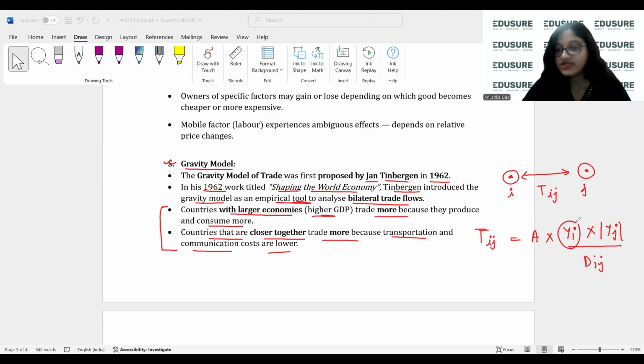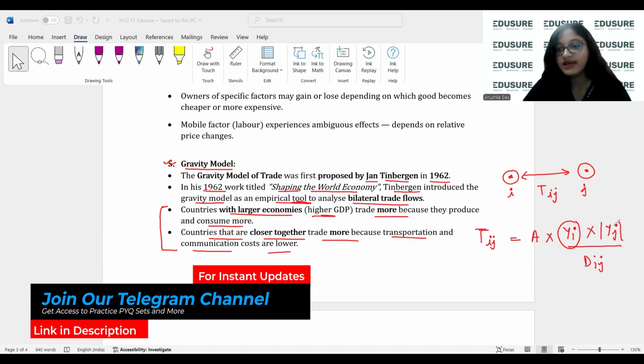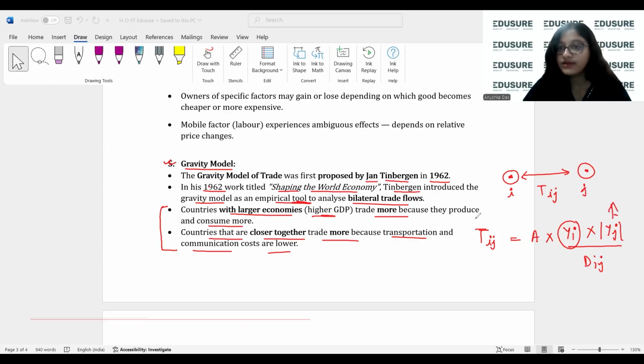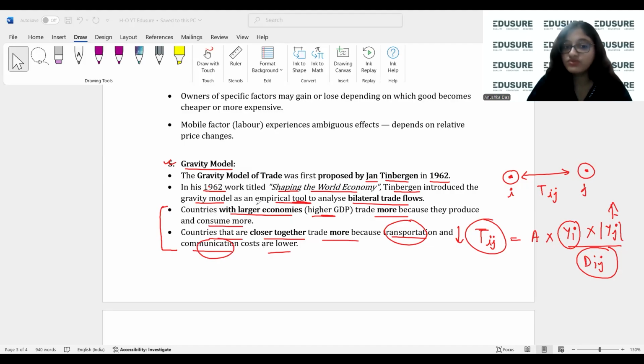Right? So if you see, if the GDP of the first nation goes up, bilateral trade will go up because it is in the numerator and also in the multiplicative form. Similarly, if the GDP of the second nation goes up, then also the bilateral trade will go up. But see, if the Dij, the distance between the two nations, goes up, then the bilateral trade will come down. Why? If the distance is more, trade will be less because transportation cost and communication cost will come into the picture. But if the nation's GDP is higher, they will produce more and consume more. That is why bilateral trade will also be more. So please prepare this equation and some of the important things which we have discussed.